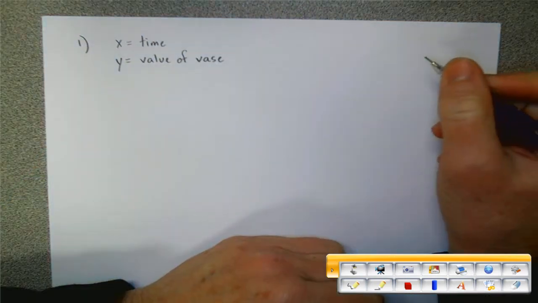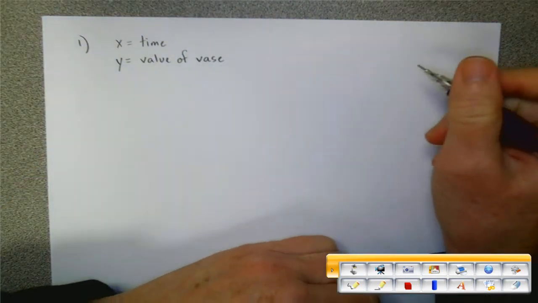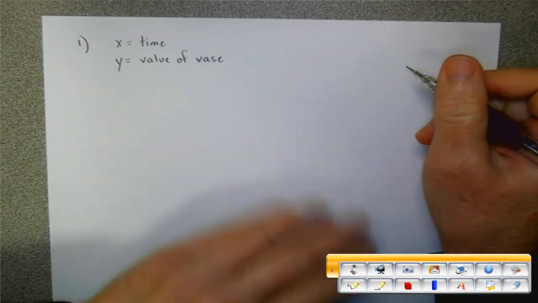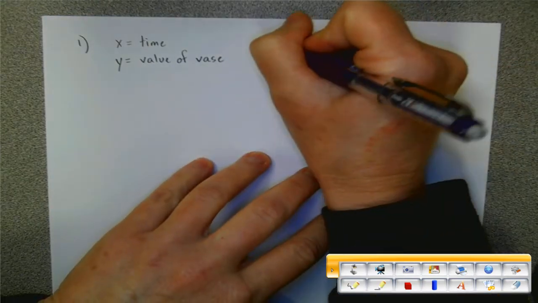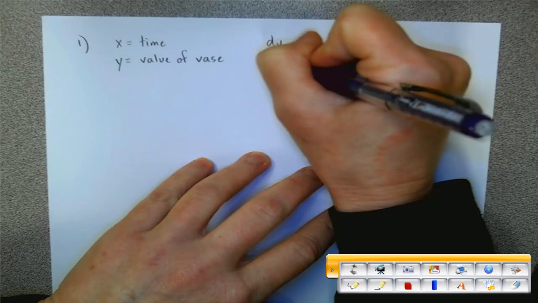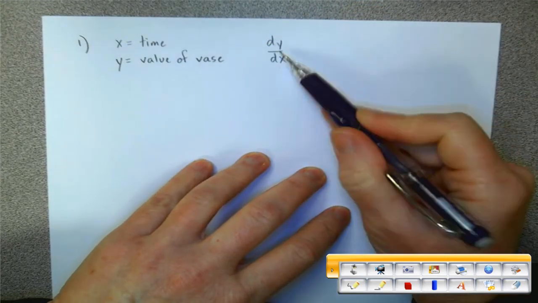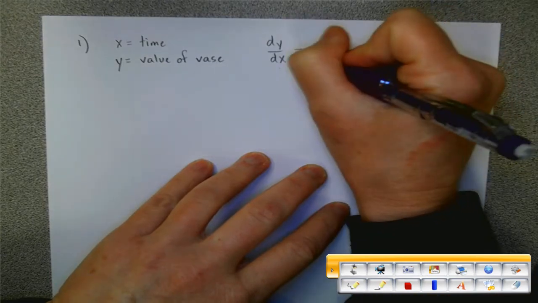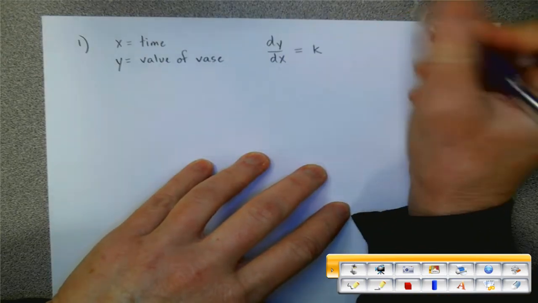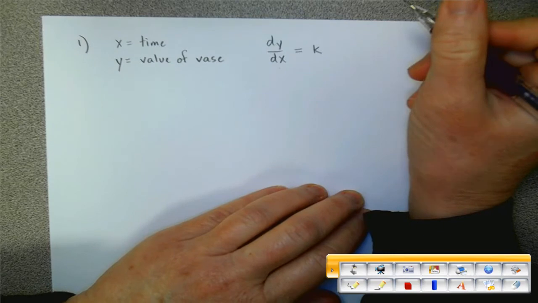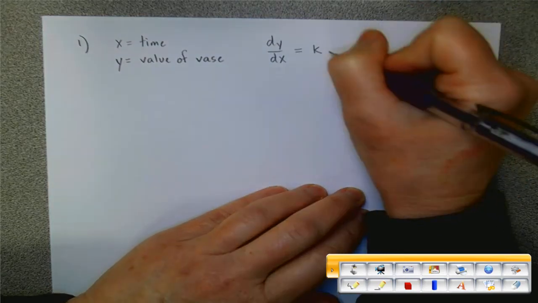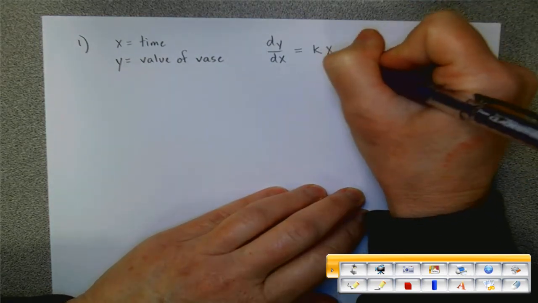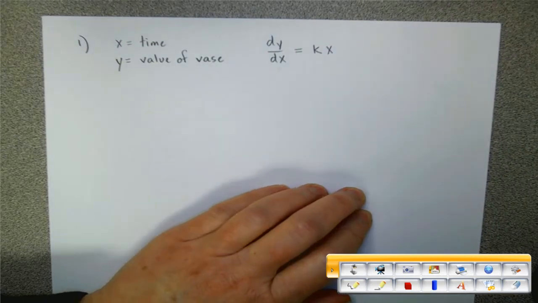Okay, so now I know the rate of change of the value. Okay, the rate of change, that would be dy dx. The rate of change of the value in regards to time is proportional. So that means I'm going to have some number k times time because it's proportional to the time, and time is x. So there is my differential equation.